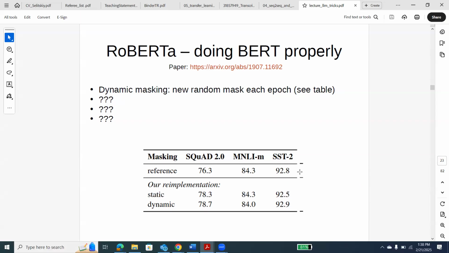The other modification that they did in this RoBERTa, they also applied so-called dynamic masking. In the original BERT model, they applied the mask and didn't change these masked tokens over training. In RoBERTa, they masked these tokens differently for every batch. And it also improves the performance.